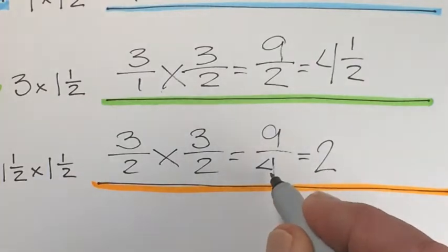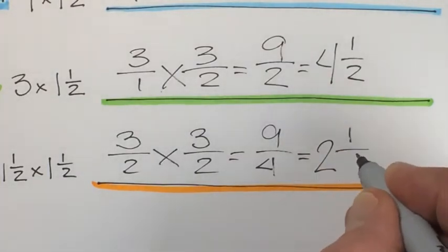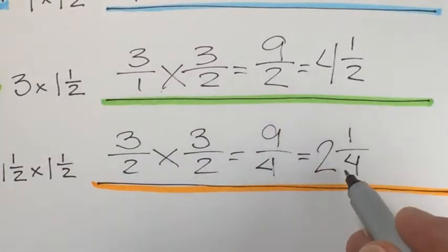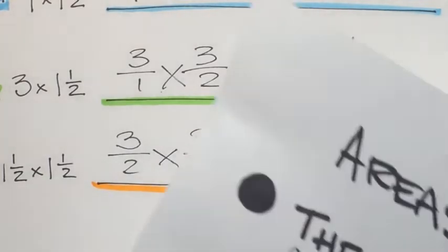2 groups of 4 will go into 9 with 1 left over, with 1/4 left over. So 9/4 is the same thing as 2 1/4. So we have the answer there as well. We'll add that to our answer sheet.